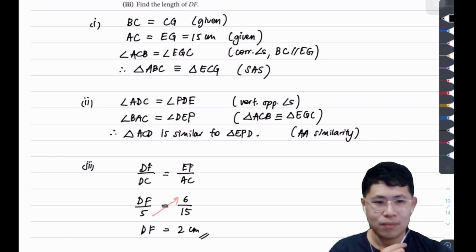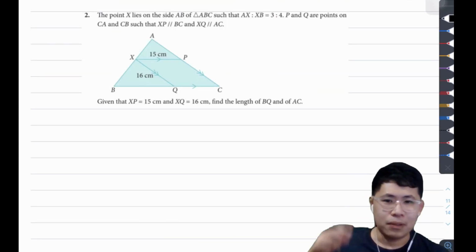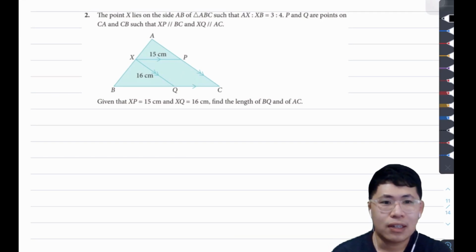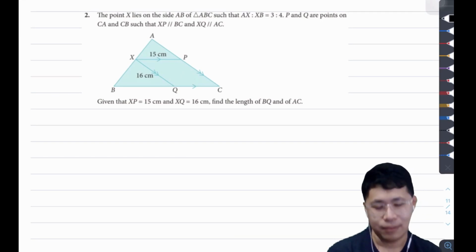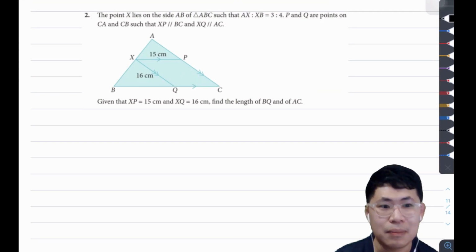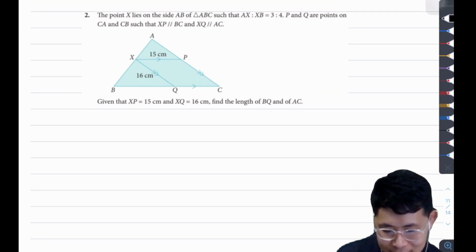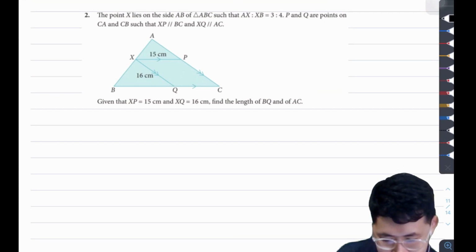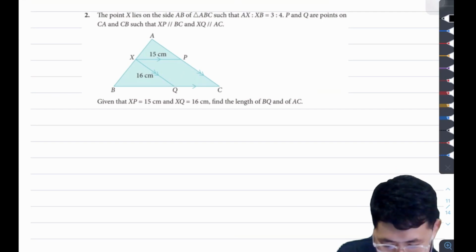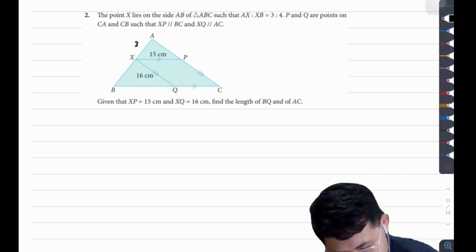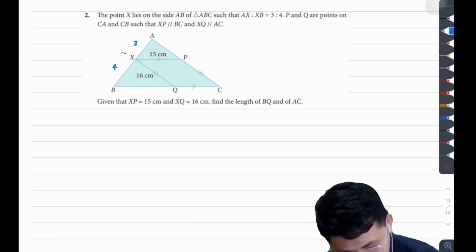Okay, the second example over here is we have a triangle and we have a parallelogram inside the triangle, right? Very common similar triangles. Okay, so we have a point X lies on the side AB of ABC, and AX to XB is in a ratio of 3 to 4. Let me put this here first. Ratio 3 is to 4.